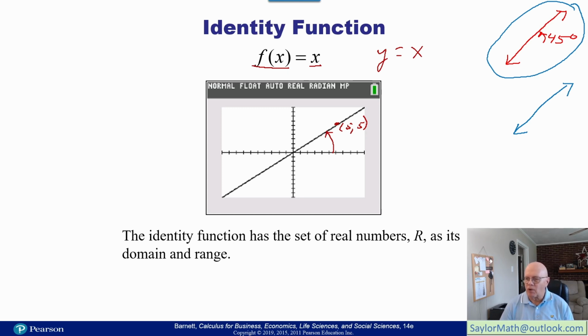Domain and range, all real numbers. Because if you think of from left to right, there's no number you can't use for x. And by the same token, on the vertical axis, that line at some point is any value at all if you go up high enough or low enough.